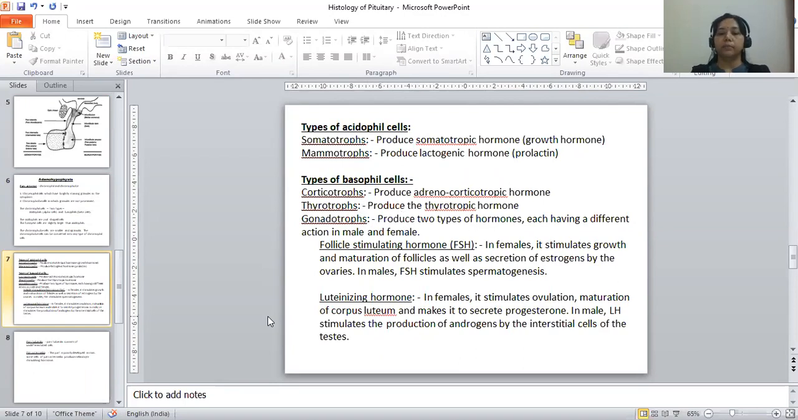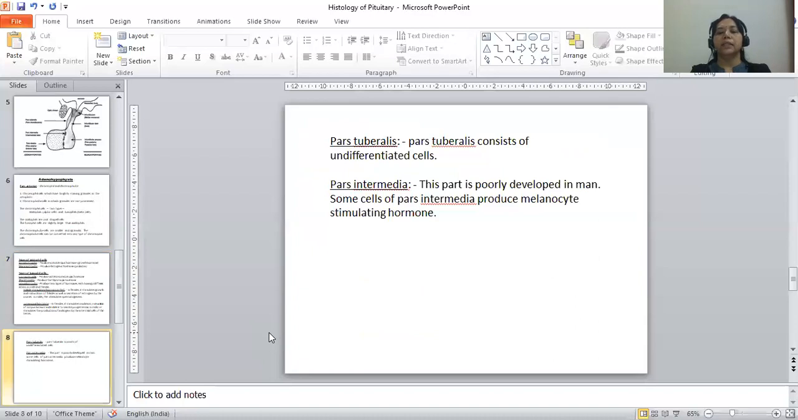Luteinizing hormone in females will stimulate ovulation. Then after ovulation, maturation of a corpus luteum, production of progesterone, which is the pregnancy hormone. So all these are functions of luteinizing hormone in females. In males, it will stimulate the interstitial cells, which are also known as cells of Leydig, to produce androgens, that is the male hormones.